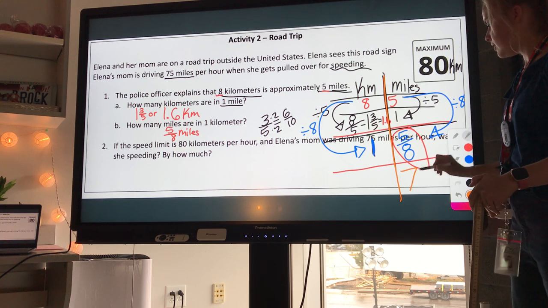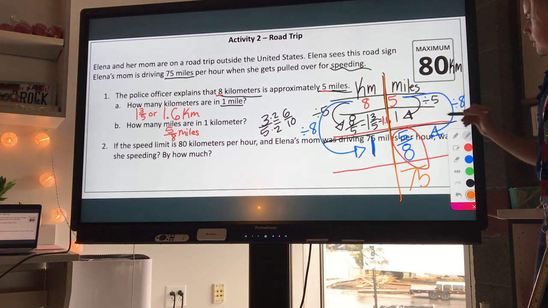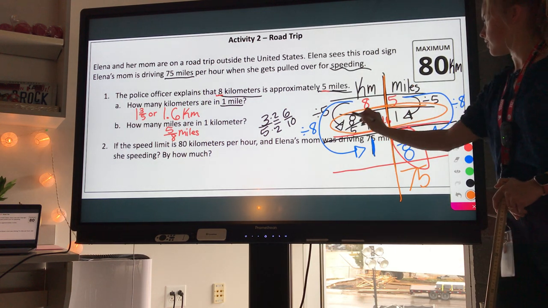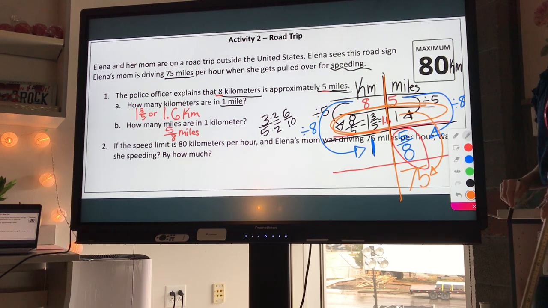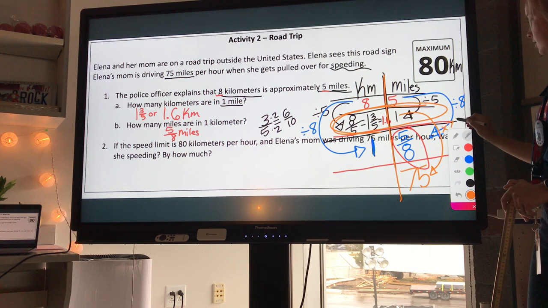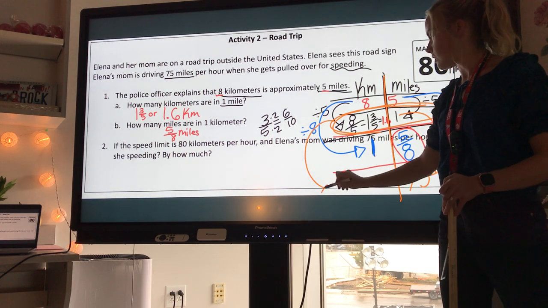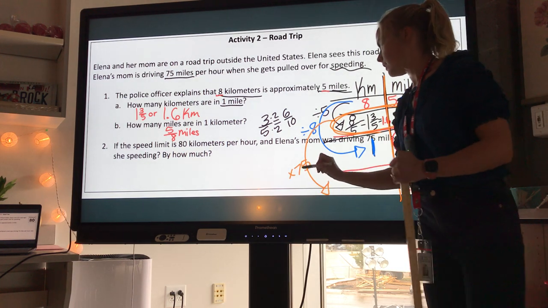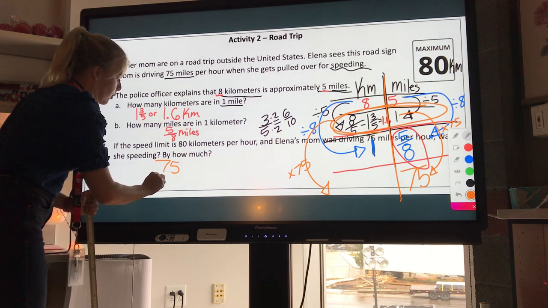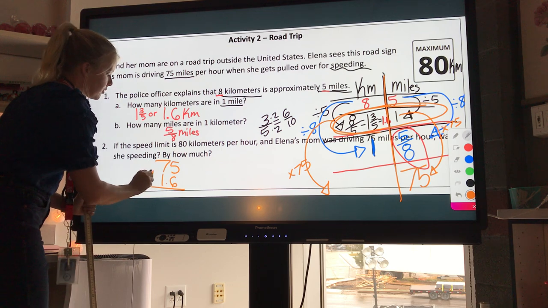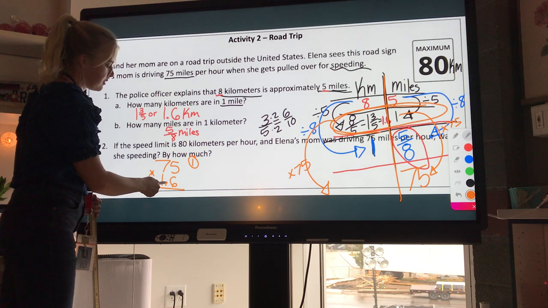So if she's going 75 miles per hour, let's see how many kilometers per hour that is. So I'm gonna use this unit rate to help me get there. Okay, so I'm looking at how can I get from 1 to 75. So I'm gonna multiply by 75 to get to 75. 1 times 75 is 75. So that means I'm gonna multiply 1.6 by 75, and then that can help me get there. So let's do it. 75 times 1.6. I'll put an X for multiply. There is one number after the decimal place, so then I can erase.